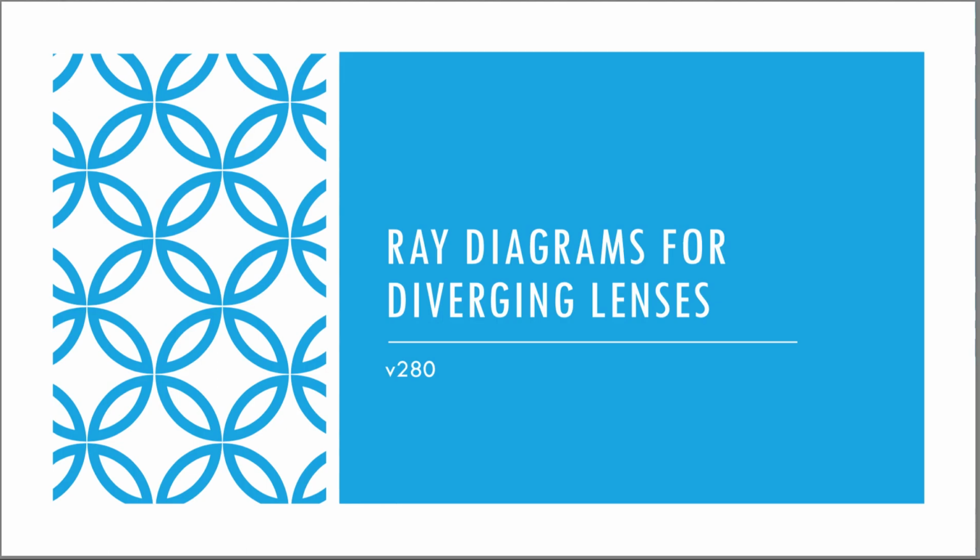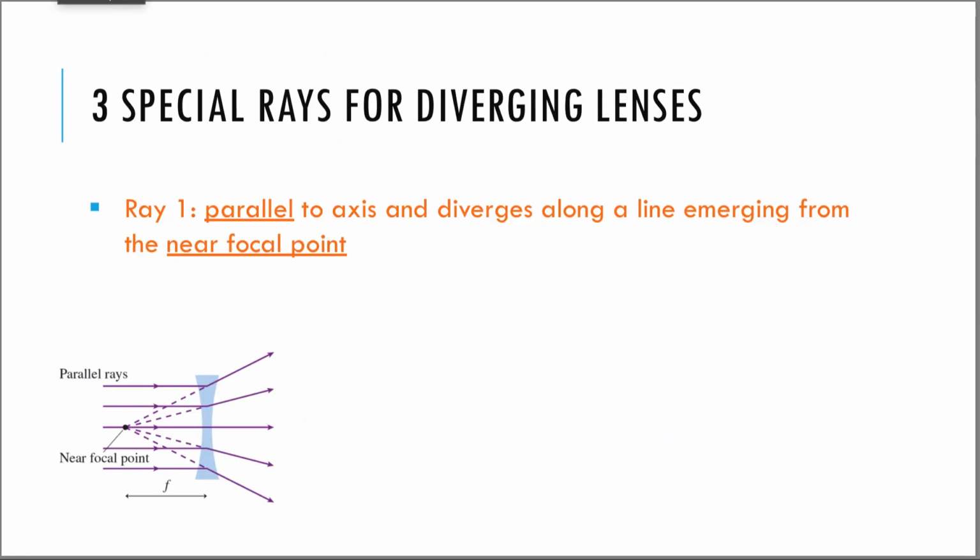Hey everyone, in this video we're going to look at ray diagrams for diverging lenses. We just finished up with the converging lenses. So the rays for diverging lenses are going to follow very similar rules. Let's take a look at ray number 1 here. It's going to come parallel to the axis, but it's going to diverge.